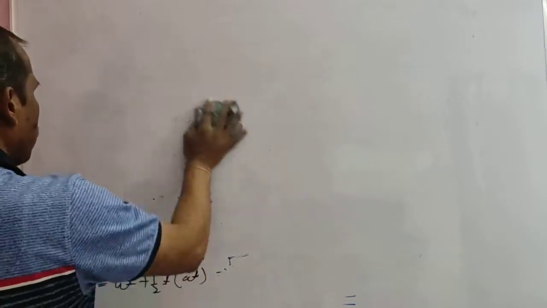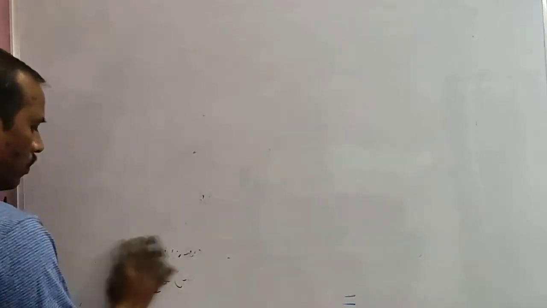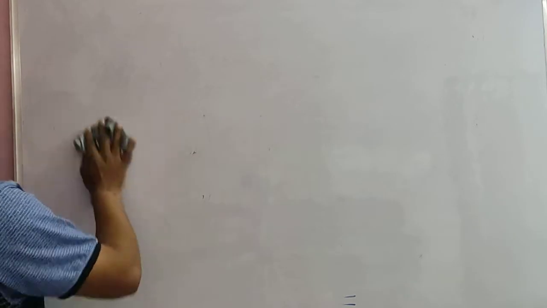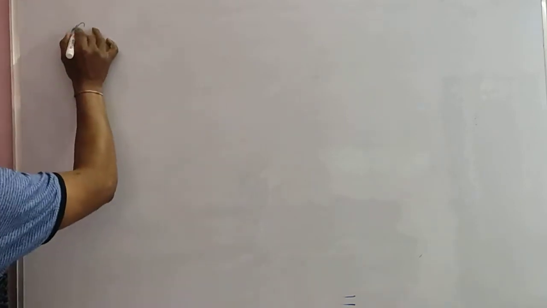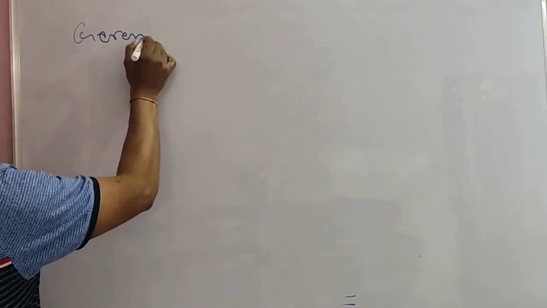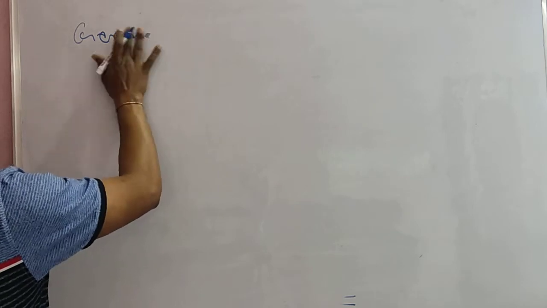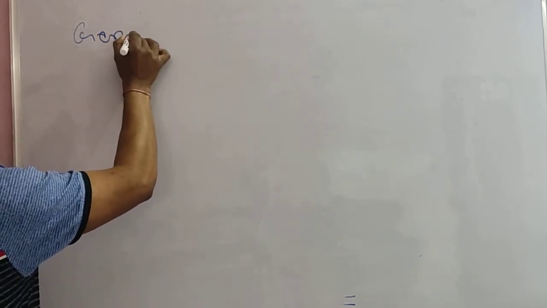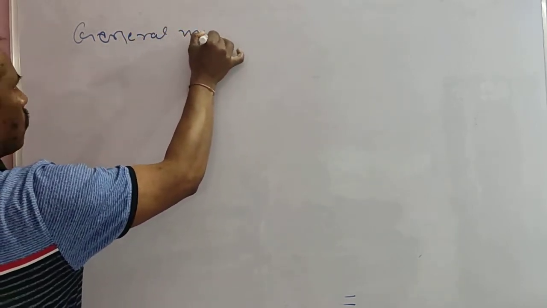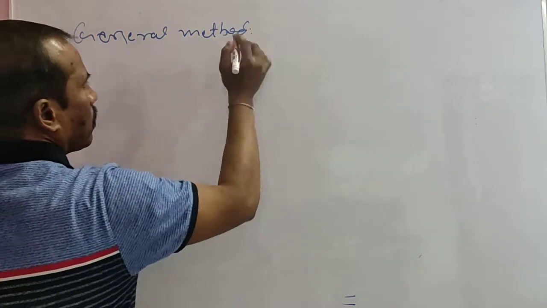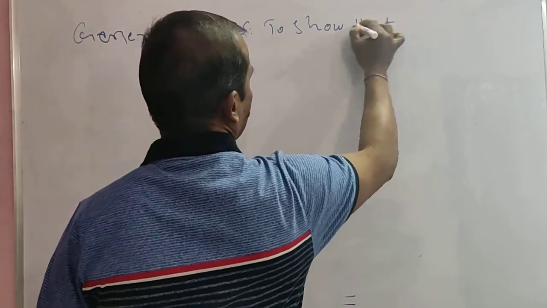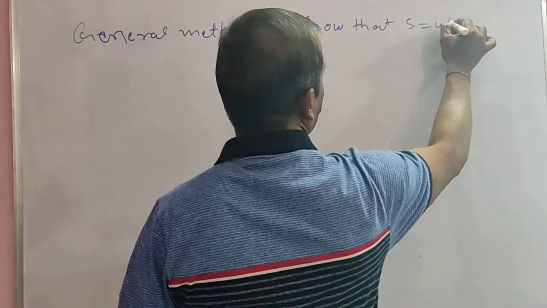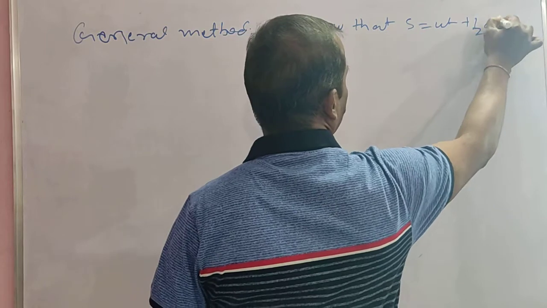Here in the general method, s is equal to ut plus half at square, and v square minus u square is equal to 2as. Now the method to show that s is equal to ut plus half at square.